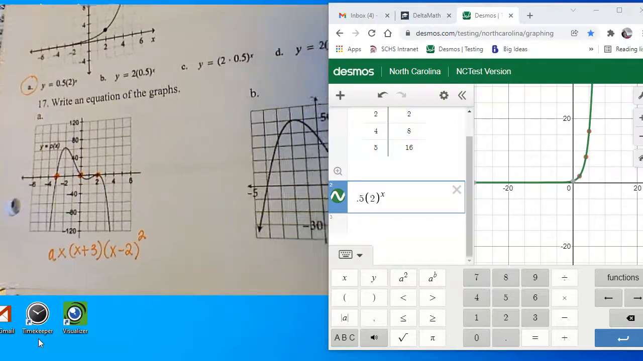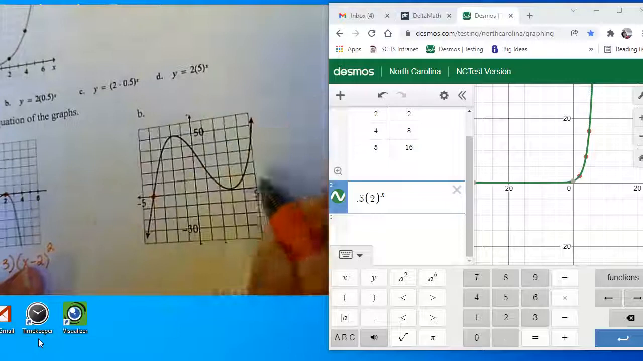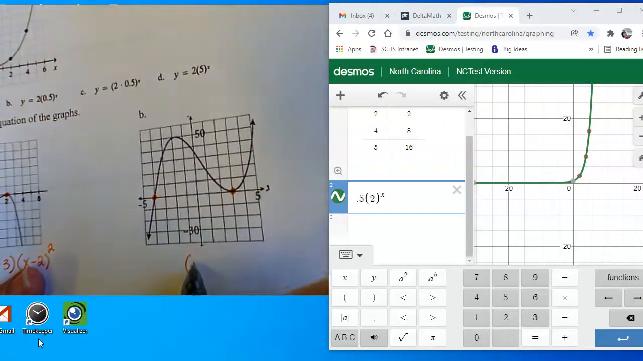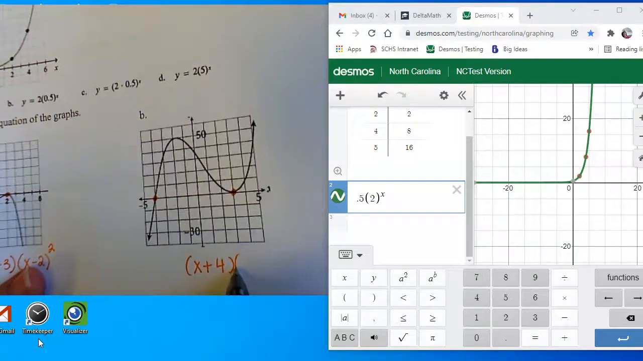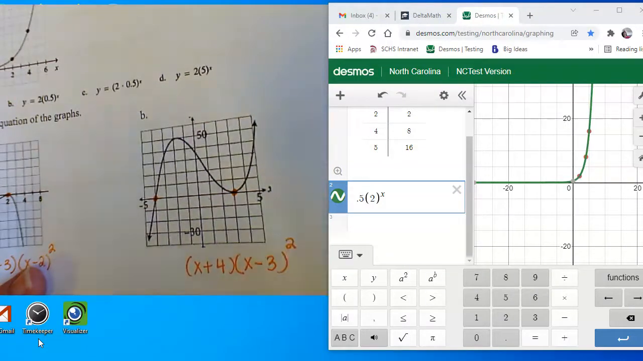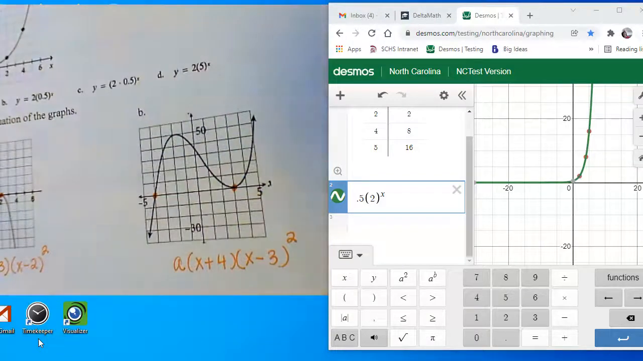On B, again, find the zeros. We've got a negative 4 and a 3. So the negative 4 would be x plus 4. The 3 would be x minus 3. And then it's a double root again, so it's squared. If there was a number in front, that would be fine, and it would be a positive number because it's increasing, it's going up. Leading coefficient would be positive.